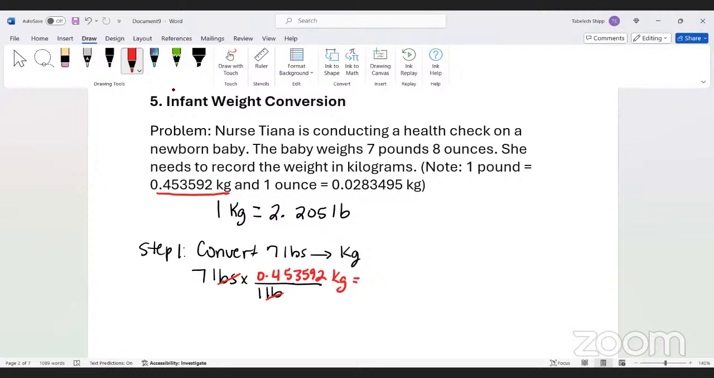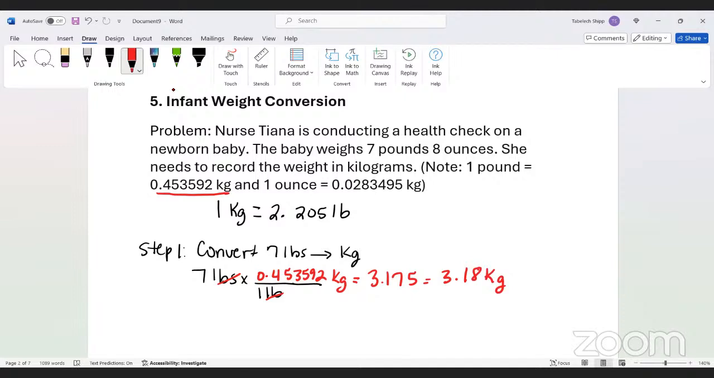So what are we going to do? We're going to say 7 times 0.453592. And we get 3.175. So for the sake of this problem, we're going to use 3 significant digits. Okay? 3.175 for the 3 significant digits becomes 3.18 kilograms.